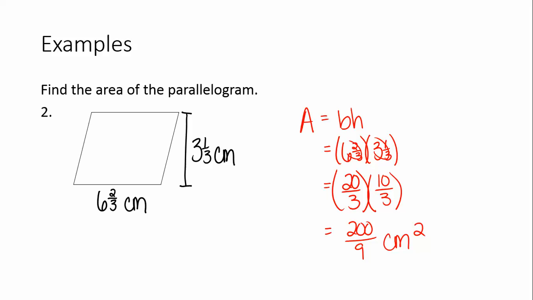The only thing you need to be careful about is if you were allowed to use a calculator and you were to divide that, you get 22.2 repeating. You would want to make sure to acknowledge that it's 22.2 repeating unless you're told to round.